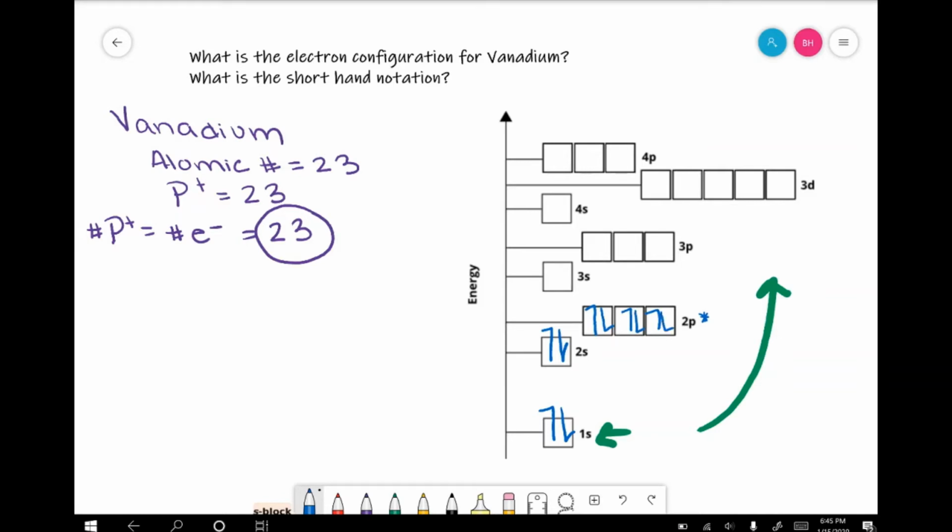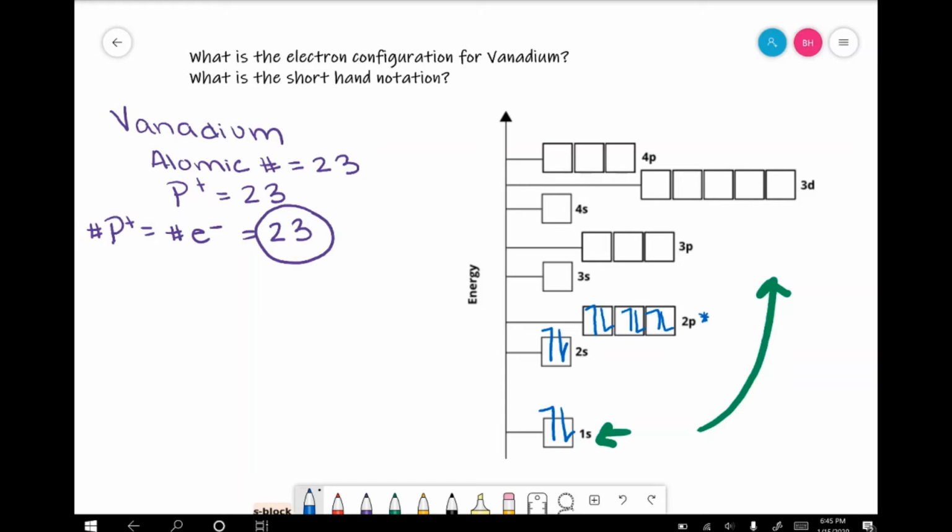And I discussed this in class, but one of the reasons why my arrows are up and down is that electrons have something called spin. And when we pair them up, we always pair up an up spin with a down spin. So I like to denote this with little half arrows, one pointing up and one pointing down.